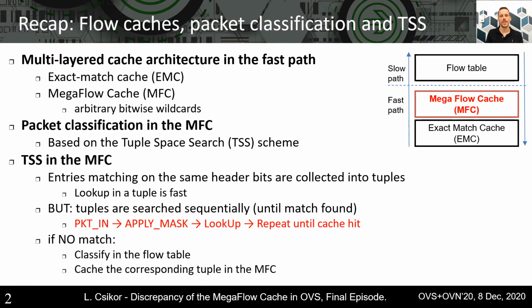So in a nutshell, a packet comes in, we apply a mask, and look up in the corresponding tuple. If the header is found, we stop and carry out the associated actions: say, forward or drop. Otherwise, take the next mask and continue the lookup process. If there is no match at all, the packet will be classified in the slow path, and the corresponding tuple will be spawned in the MFC for future packets.